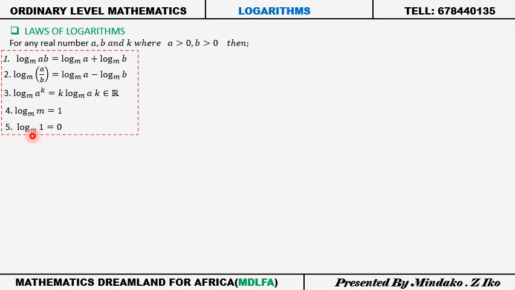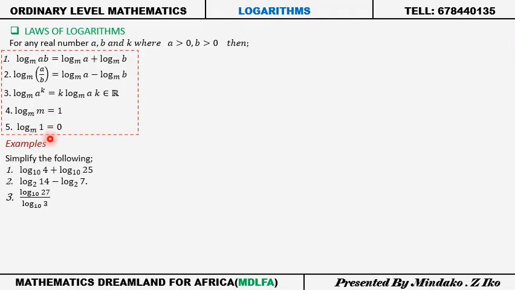So those are the laws. We are going to use these laws now to solve some examples. Please pay attention, because you are not actually using one law to solve one problem. You can use all five laws to solve a single problem. That is how logarithms are.